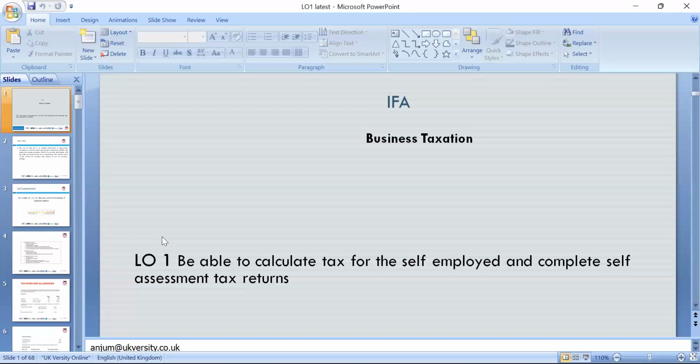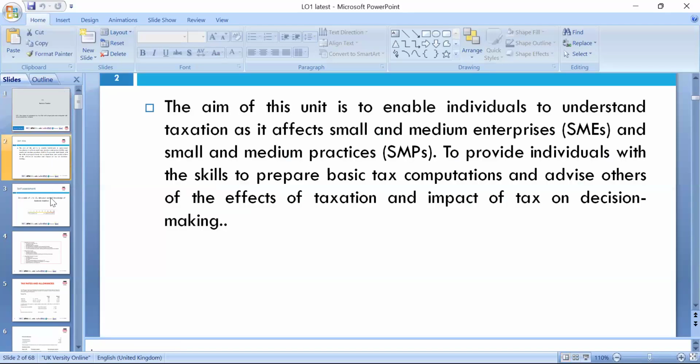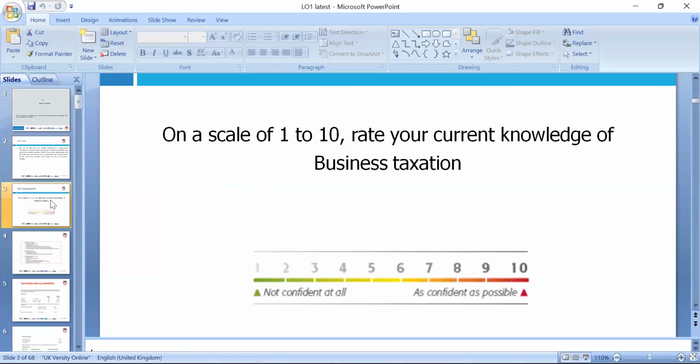As we discussed, our LO1 is to be able to calculate the tax for the self-employed. Each lesson will go through one LO and the indicative content, which is already given, so that is what we need to follow. It's always good to reflect on how much we know about business taxation.